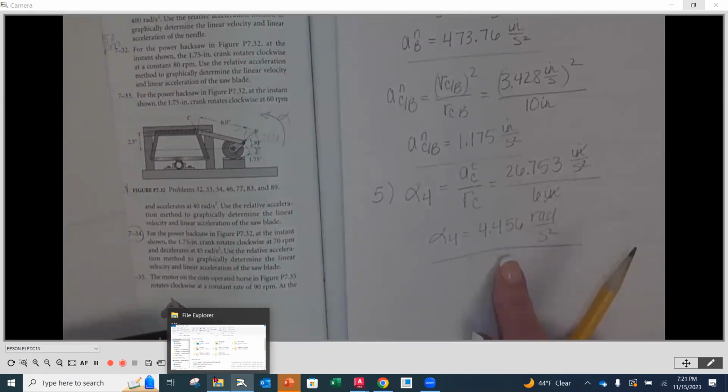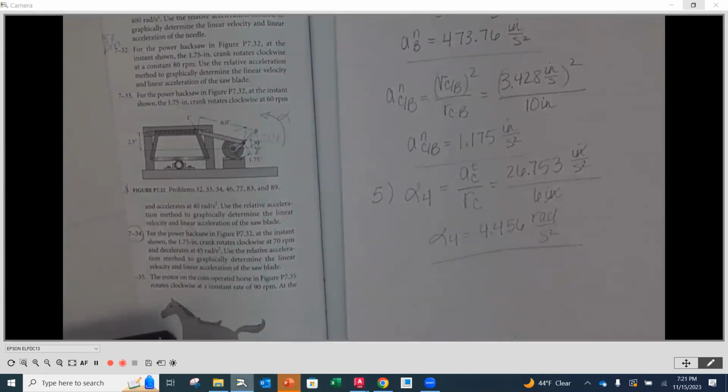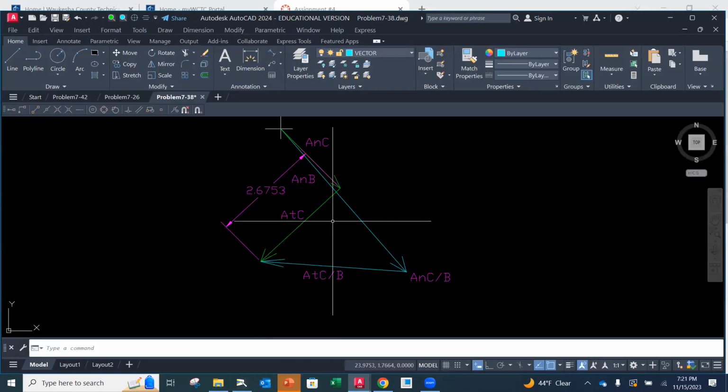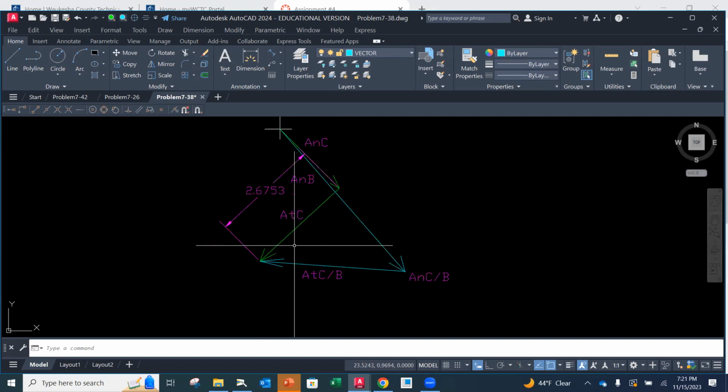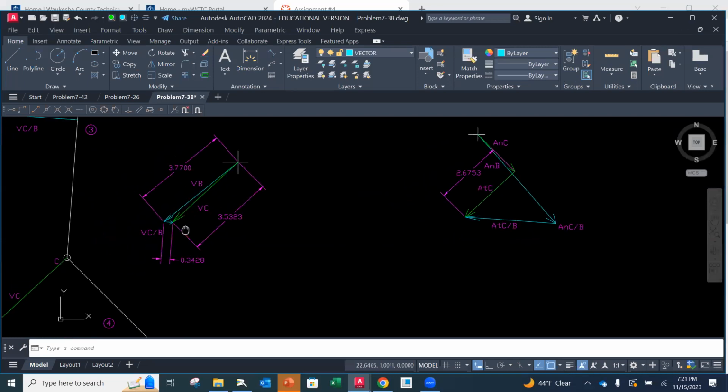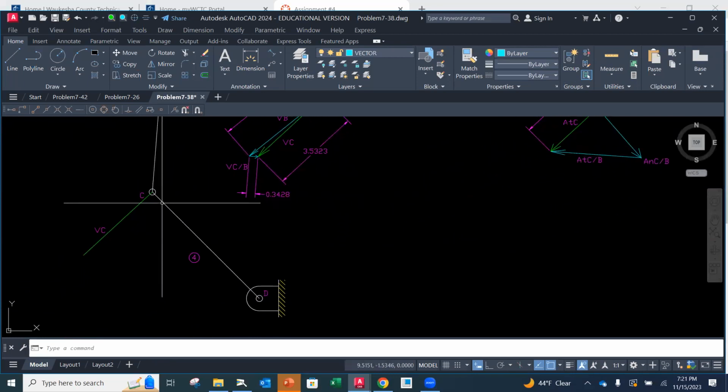Radians per second squared. Now, the only thing we need to add is the direction that this is going. Is it going clockwise or counterclockwise? All right. So we need to look back at our vector diagram. So you'll notice that the tangential is going down and to the left. Okay. And when we look over here, if we're going down and to the left, the angular velocity is also going to go in a counterclockwise direction.